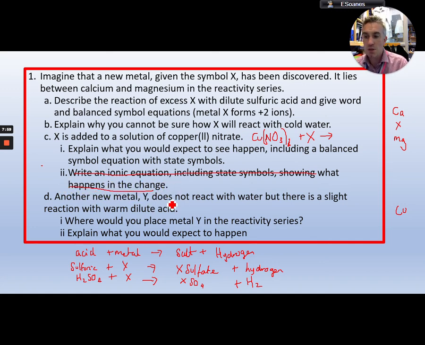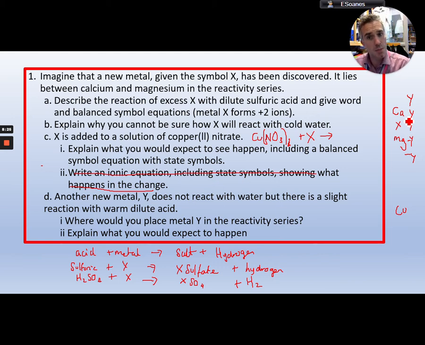Another new metal, Y, does not react with water, but there is a slight reaction with warm dilute acid. Where would you place Y in the reactivity series? Explain what you'd expect to happen. Basically, would you put Y here? Here? Here? Any of these places? Place, replace. What would you do?